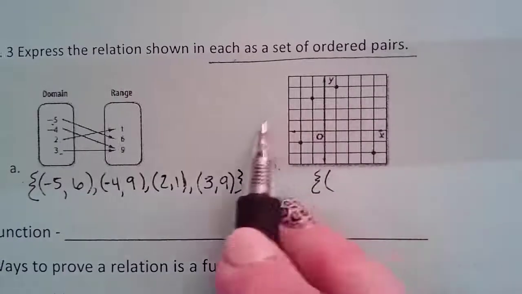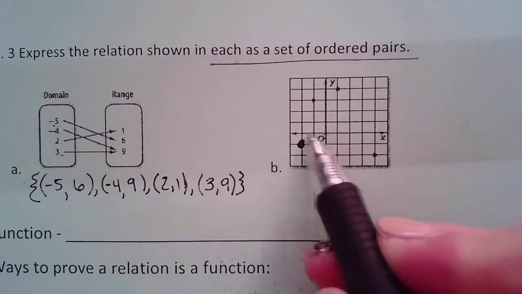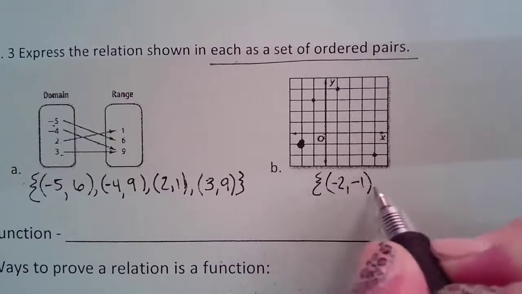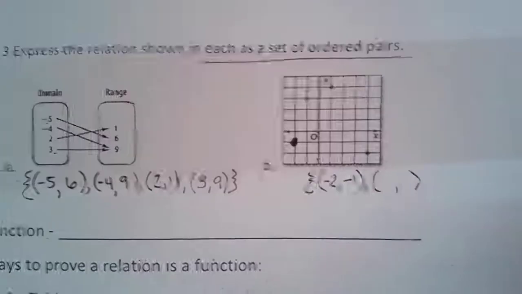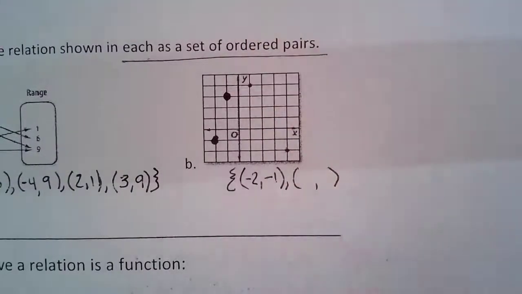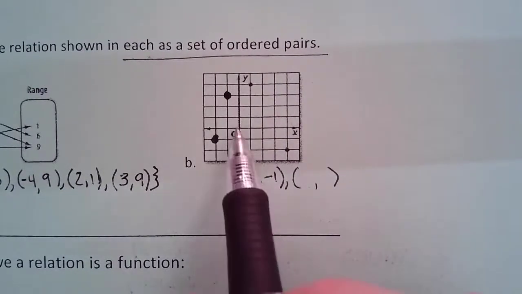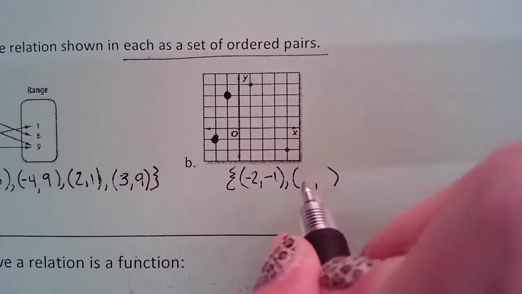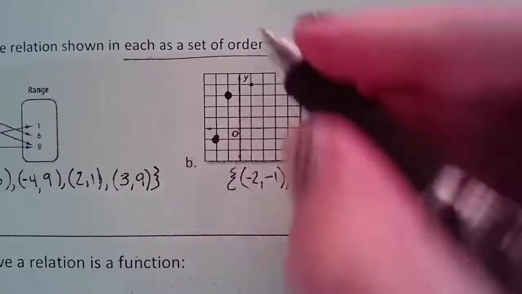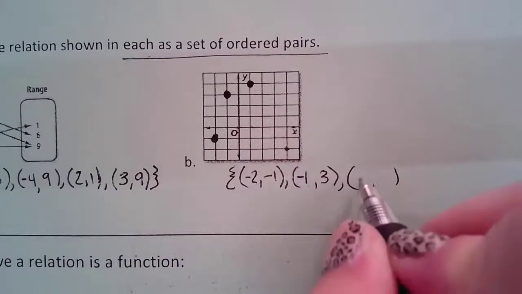So I'm going to start scanning through and I see my first points here. If this is my origin, I went left 2, down 1. So -2, comma, -1. Then my second ordered pair, scanning, I see is here. What's that ordered pair? -1, 3. Left 1, up 3. Good. Then my next ordered pair is here. So right 1, up 4, 1, 4.